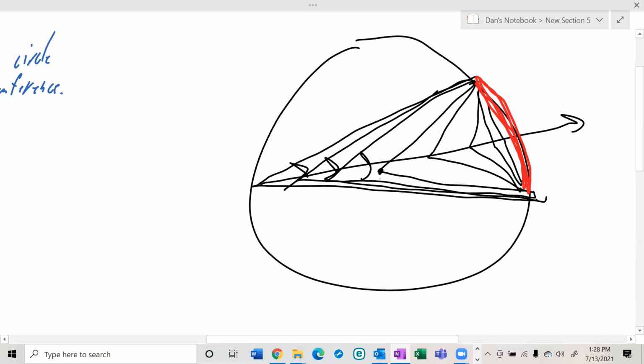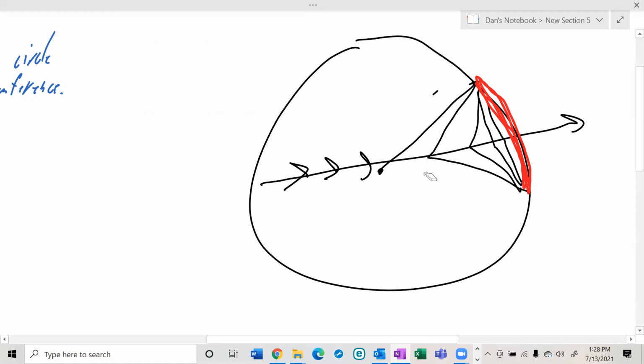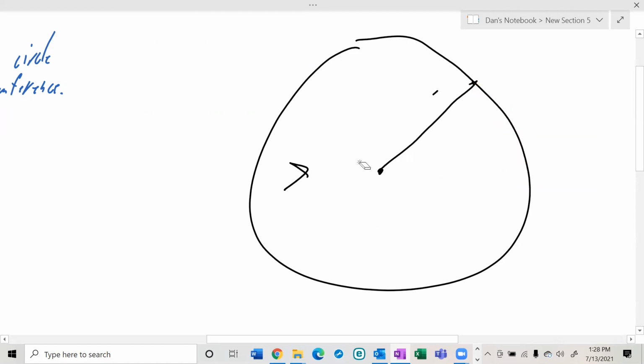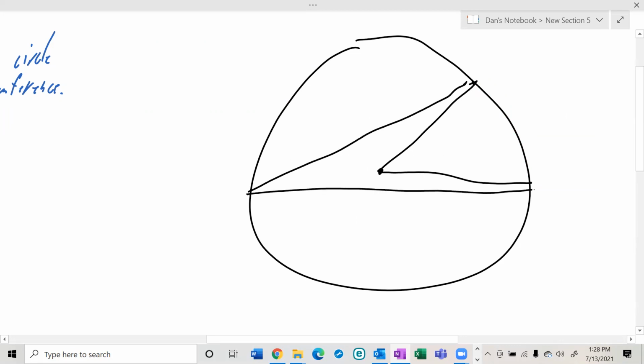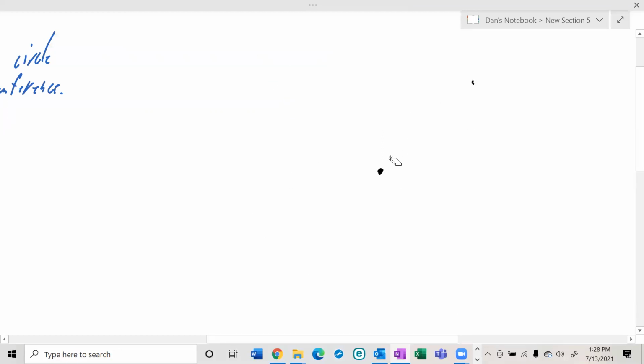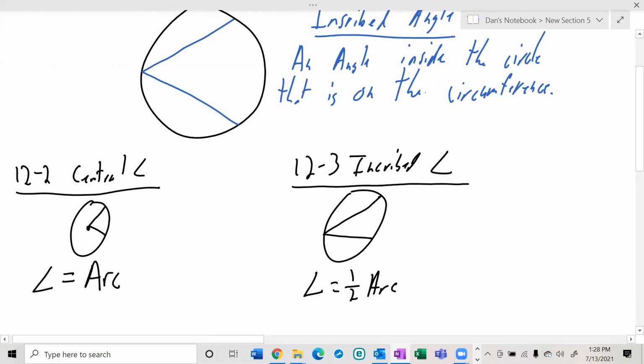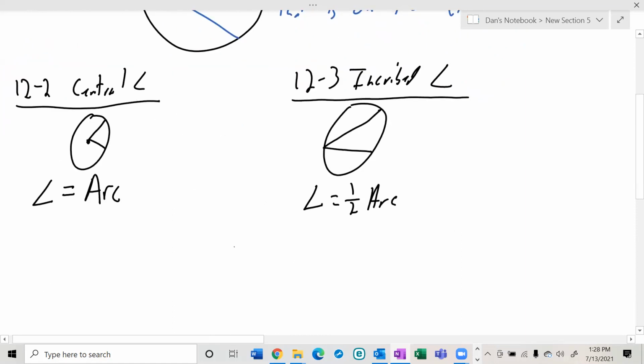So the relationship here is because this is in the middle and this is on the other side. The relationship there is 2-to-1 because it's in the middle. It's like twice as far. So all you have to know now is that if it's a central angle, the angle is equal to the arc. If it's an inscribed angle, the angle is half the arc.